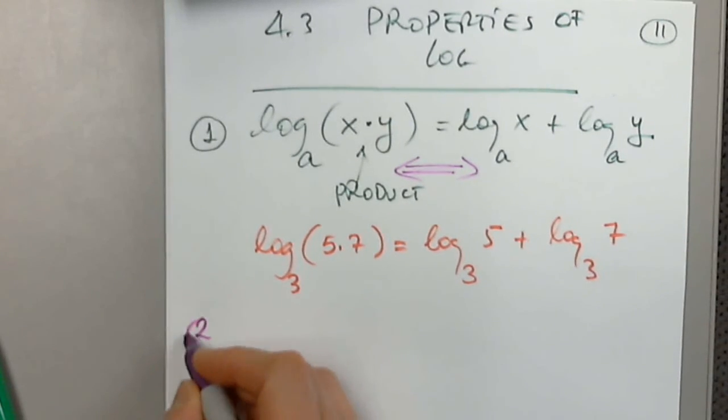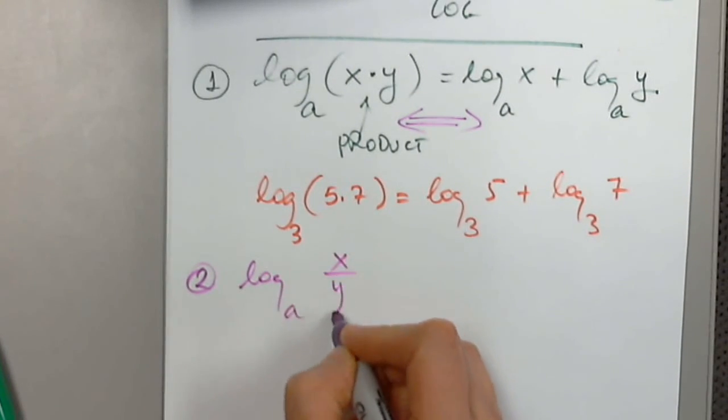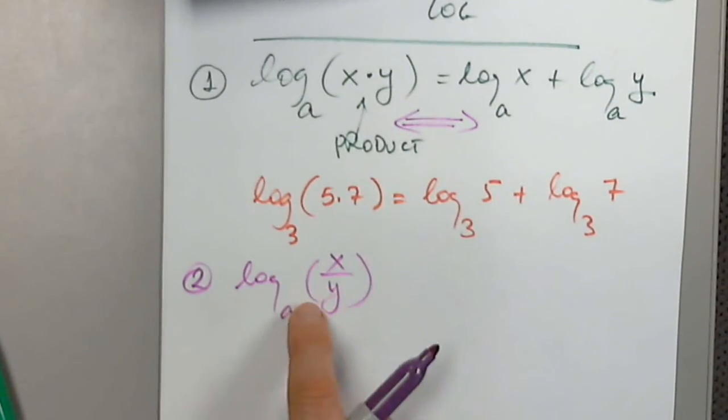The second property is log applied to a ratio. Log base a of x divided by y. Parentheses are not really required in either case.